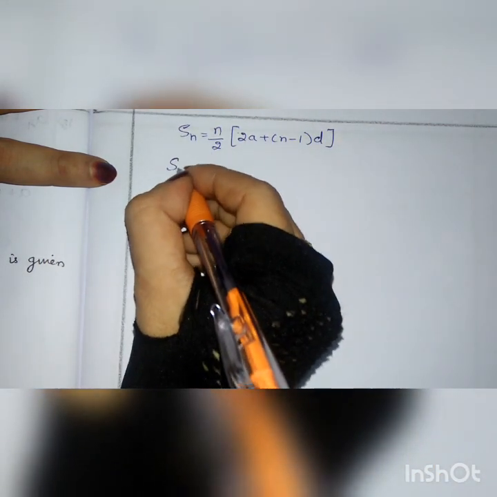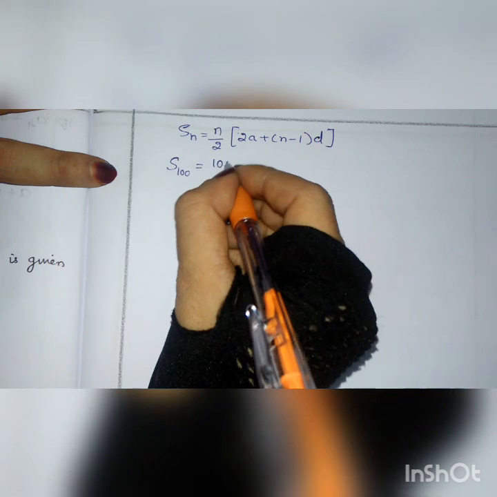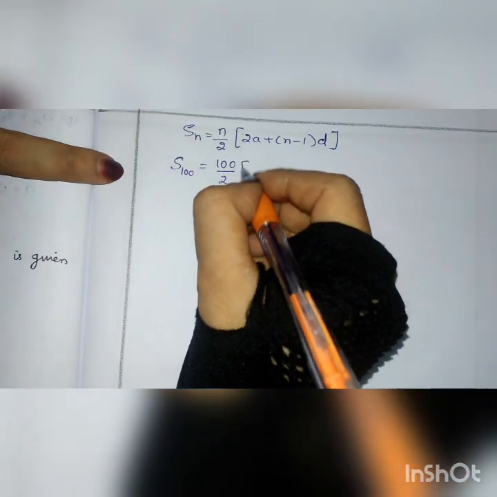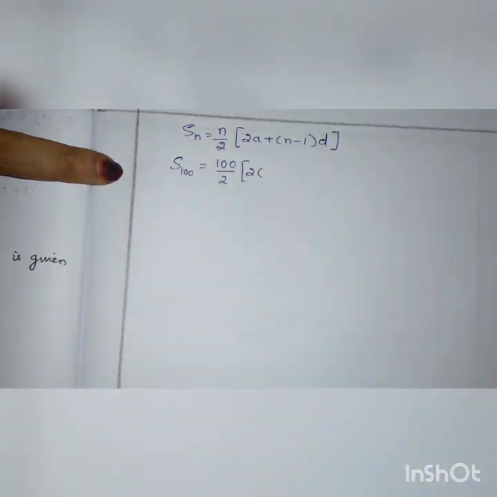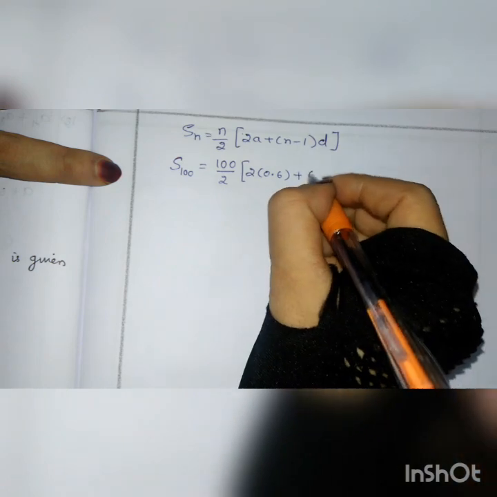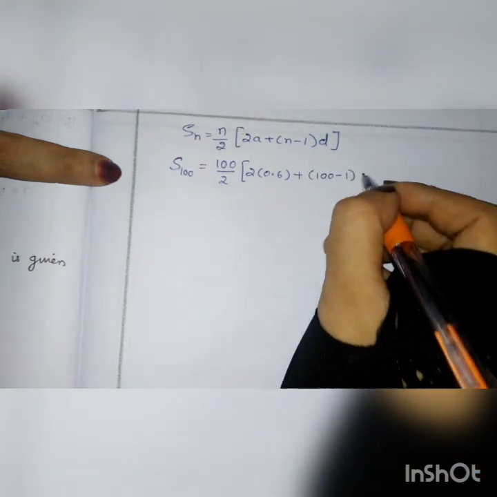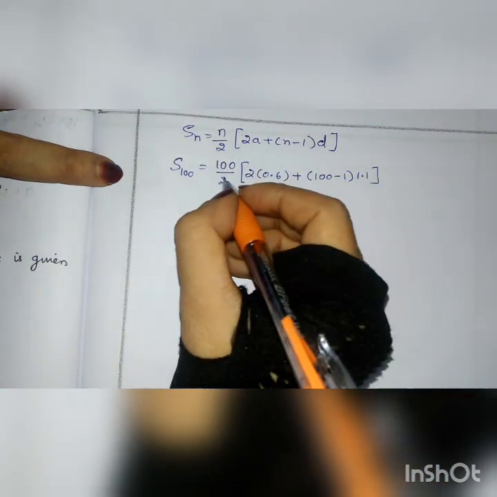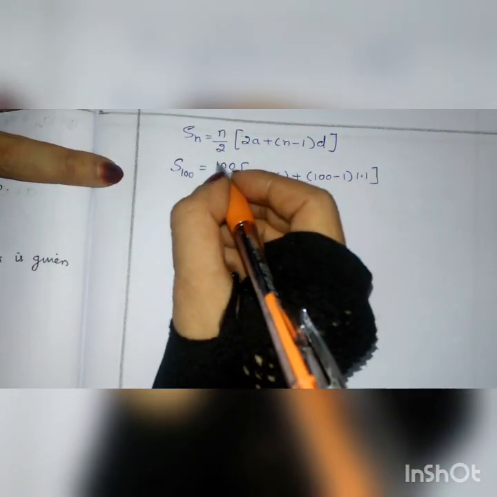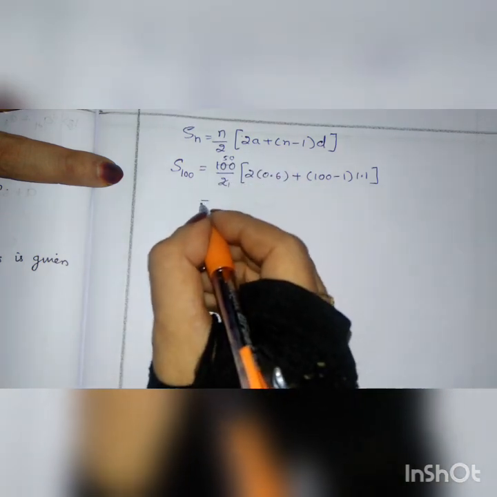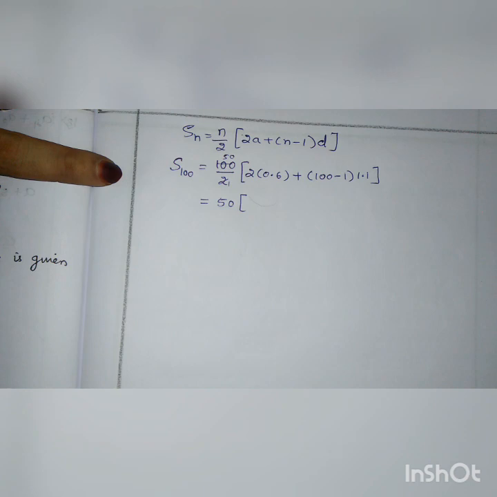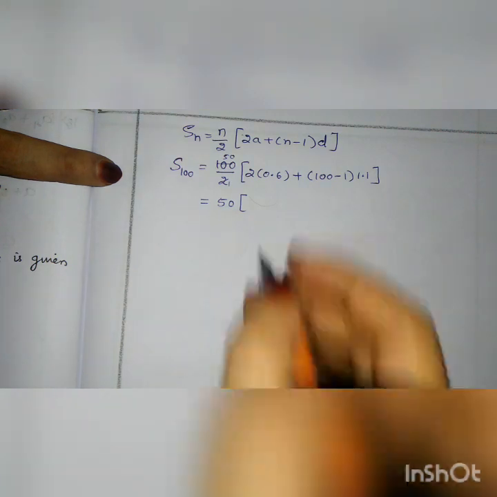Yes, they have told us to find 100. So 100 by 2, 2a, a what value they have given? 0.6. Plus 100 minus 1, d what we got? 1.1. So now 2 ones are 2, 2 50s are 100. So what we got? 50 into 0.6 into 2 is 1.2.